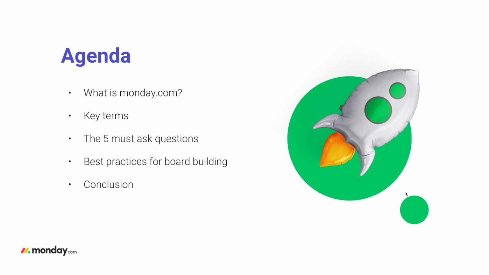In terms of agenda, we'll go through a quick overview of what is monday.com. Then we'll talk through some key terms so we're all using the same taxonomy as we're going through this together. We'll cover some must-ask questions before jumping into building your boards, and then we'll go through some best practices for board building in terms of what structures might fit best for you. Then we'll just wrap it up and you'll be off to the races.